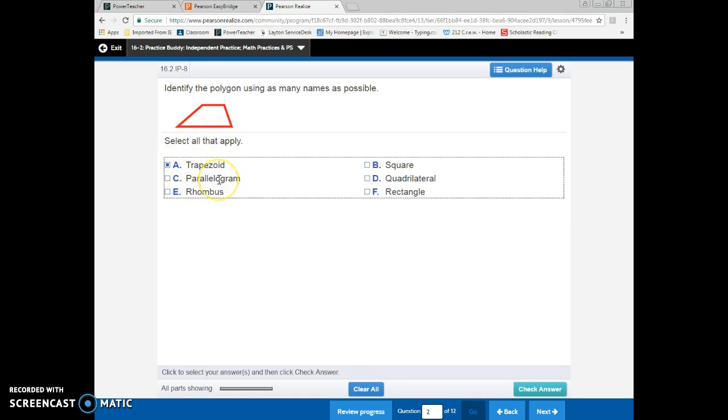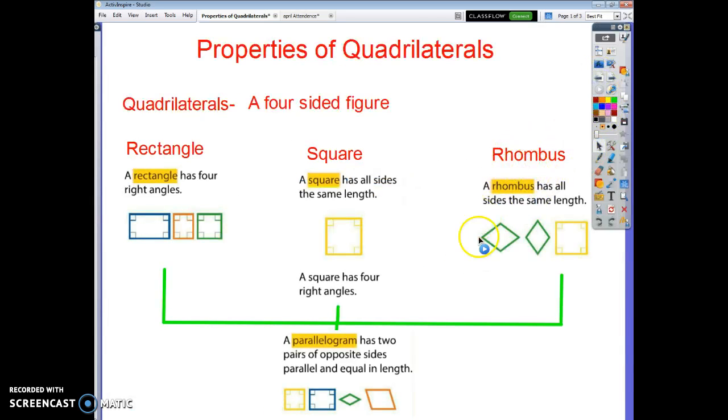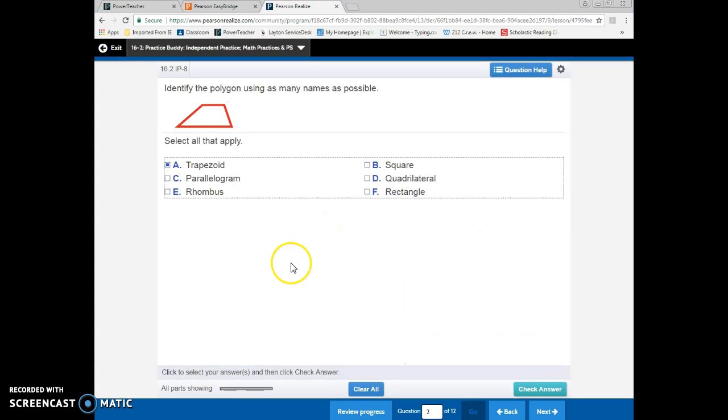Is it a parallelogram? A parallelogram has 2 pairs of parallel sides. I already said there's only 1. There's not 2, so it's not a parallelogram. Is it a rhombus? Let's go back in our notes just to make sure. A rhombus is a rhombus because all 4 sides have the same length. The question is, are all 4 of those sides the same length? Nope, not a rhombus.